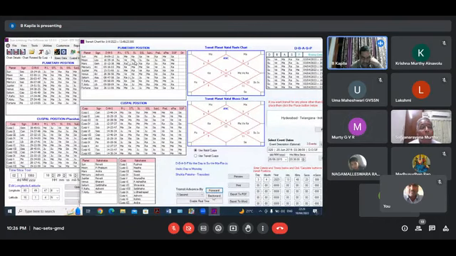Then if I look at Jupiter, Jupiter is in Ketu sub. Jupiter I cannot have over here because Jupiter is in Ketu sub. Yeah, here it is. Right? So yes, sir, I'll have to change Jupiter also. Mercury. Oh yeah, I have to keep Mercury over here also.